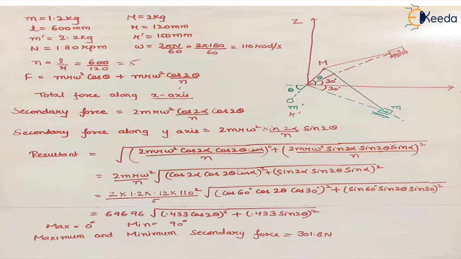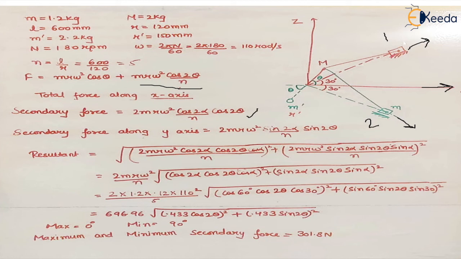Now we have to also calculate the secondary forces. Now secondary forces are mr omega square cos 2 theta upon n. So using this equation, we can also find out the secondary forces because of cylinder 1 along the line of stroke and cylinder 2 along the line of stroke. So once we get the values, we can find their components along the x-axis and the z-axis. So while finding their components along the x-axis, it becomes cos alpha for both cylinder 1 and 2. So along the x-axis, secondary force is this, which is 2 mr omega square cos 2 alpha upon n and cos 2 theta.